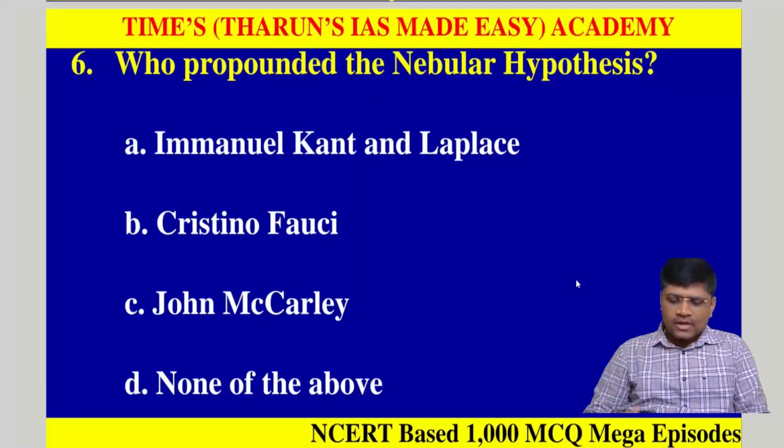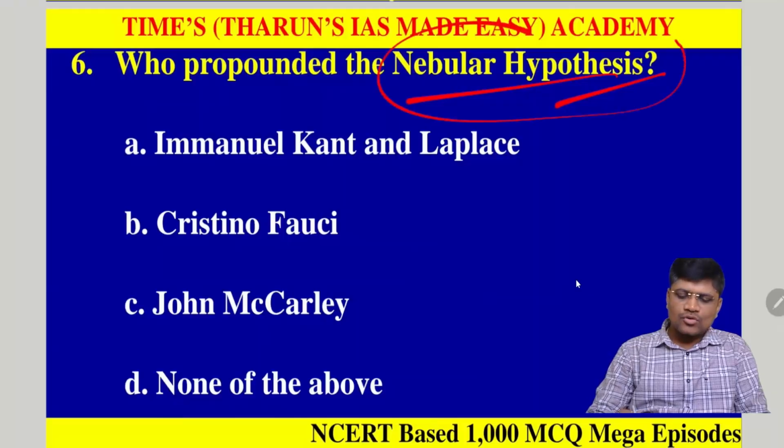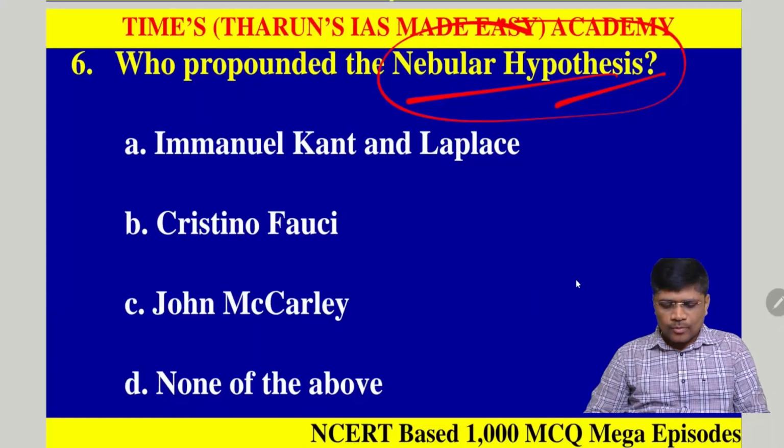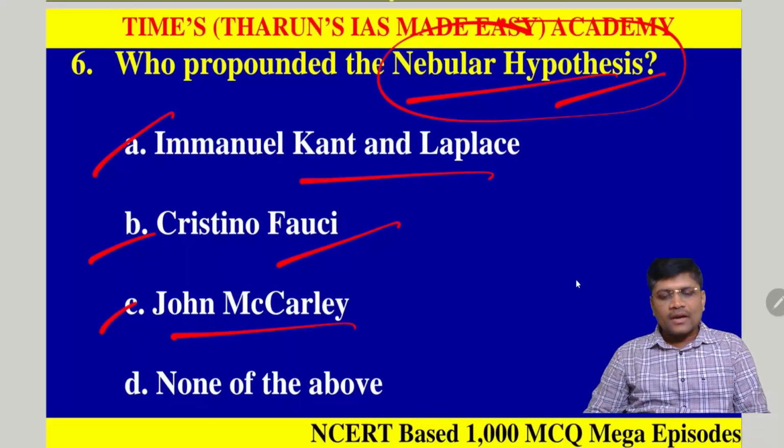Next, who propounded the nebular hypothesis? One more theory related to the origin of the solar system. The question is asking who propounded that. Option A, Immanuel Kant and Laplace. Option B, Christopher Fermi. Option C, John Macquarrie. And option D, none of the above. Okay, so let's see.